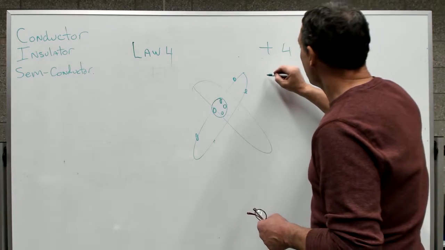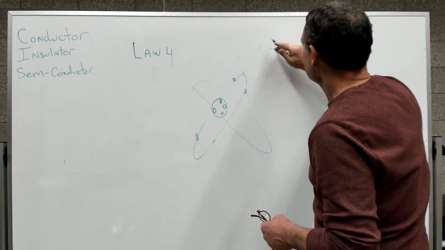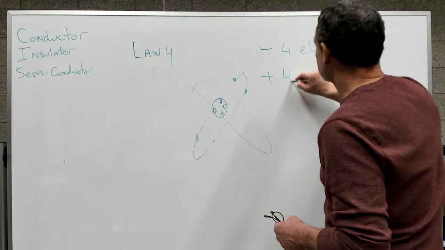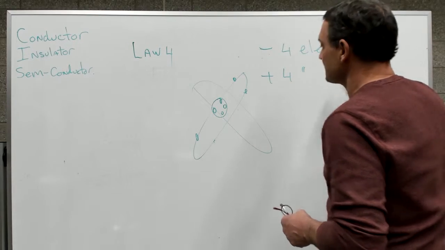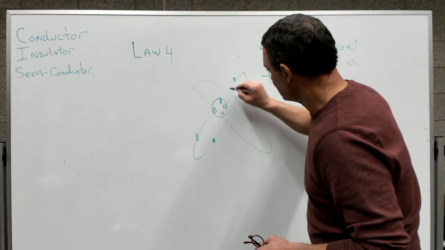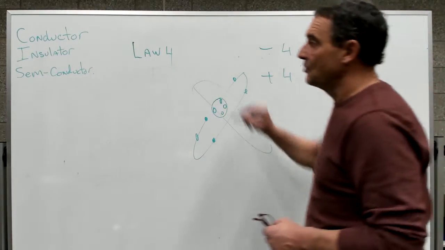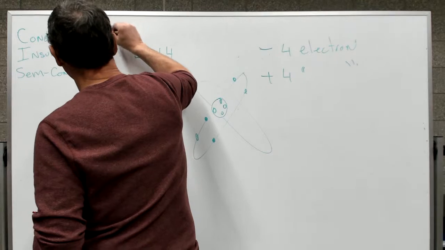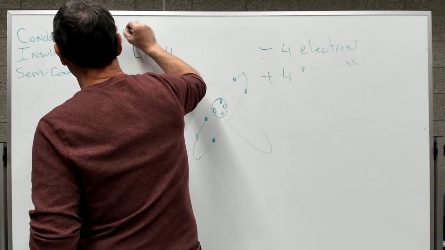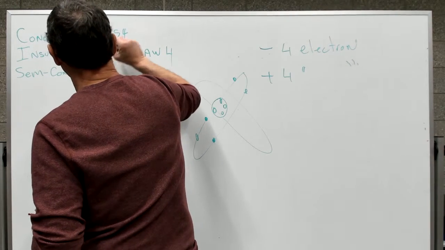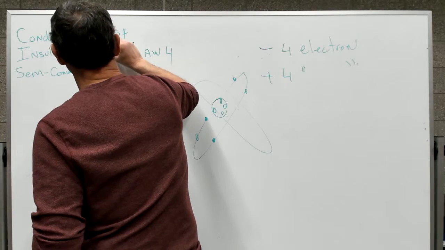If it has, that should be a minus. If it has more than 4 electrons in the outer valence ring, let's put another one in, it becomes an insulator. So conductors is less than 4, and insulators are more than 4.